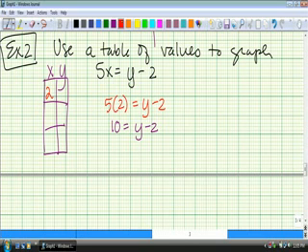Now, how do I solve for y? How do I get rid of the negative 2? Add 2. So what is y when x is 2? 12. That's 1 point. I need at least 2, but I'm going to plot 3 just to make sure I haven't done anything wrong. So what other x value do you want to use? What's the easiest? 1. There's even easier. 0.